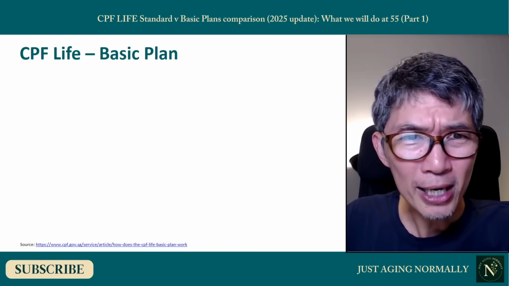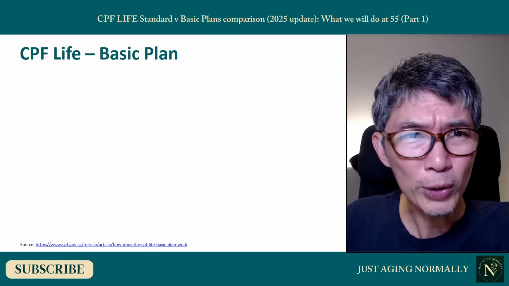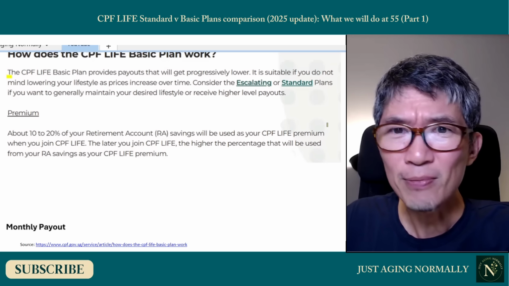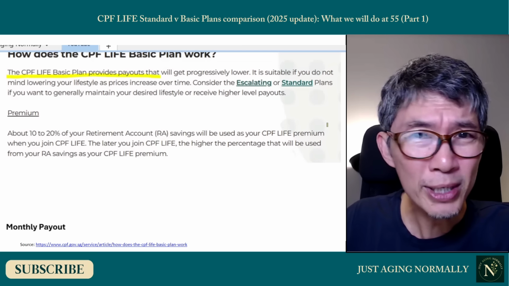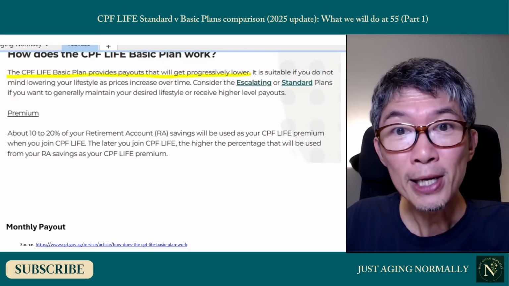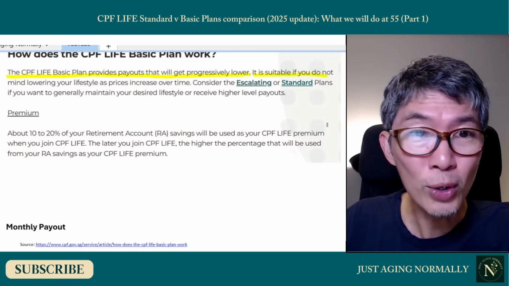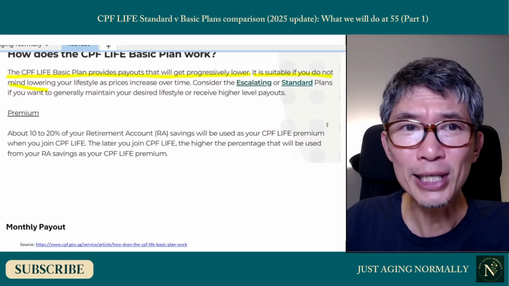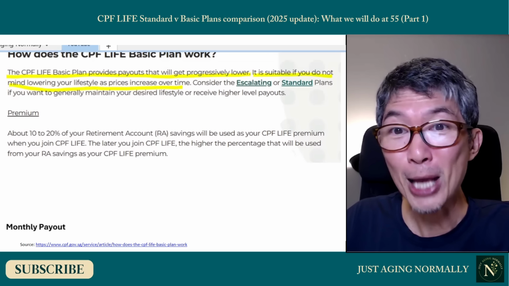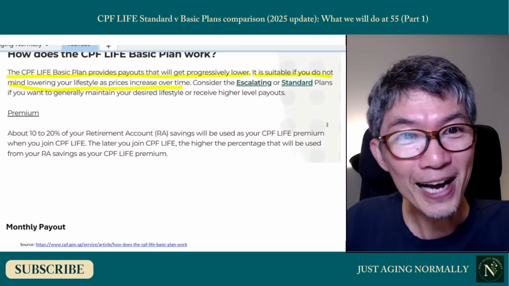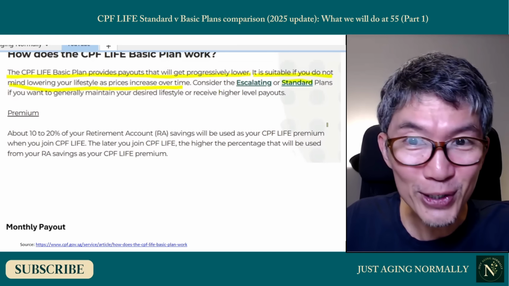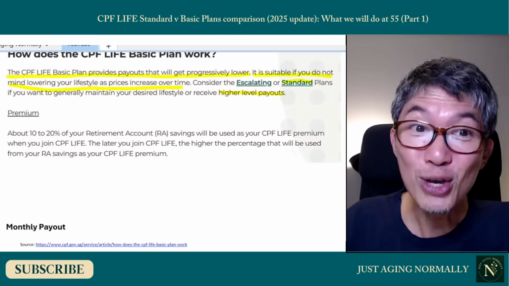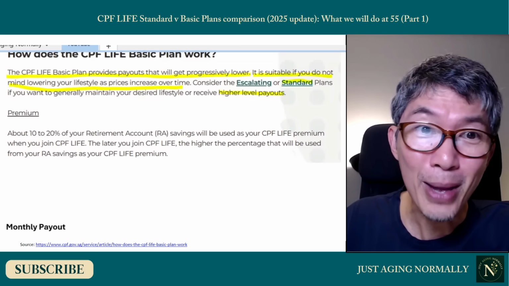I got this directly from the CPF website, which says, the CPF Life Basic plan provides payouts that will get progressively lower. It is suitable if you do not mind lowering your lifestyle as prices increase over time. Here they mention that the standard will give a higher payout. So here's the first thing. With basic plan, you will get a smaller amount per month.